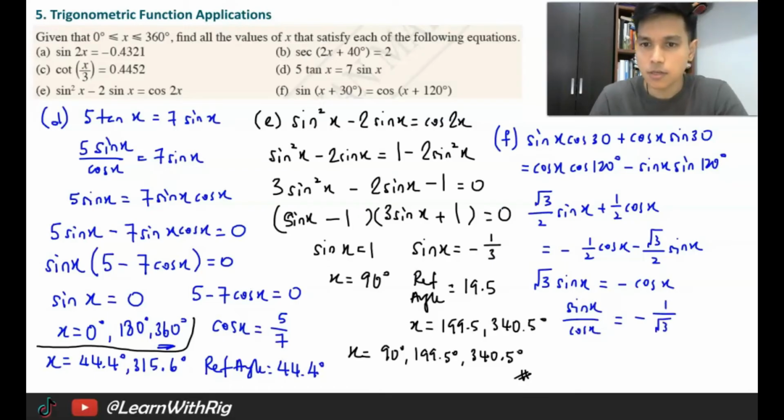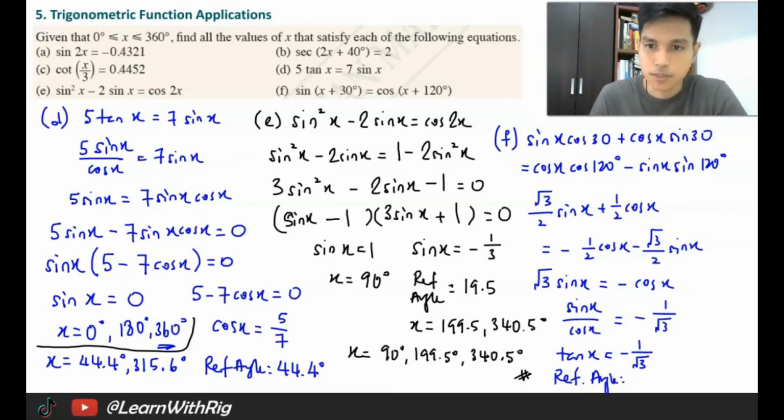Why am I doing this? Because I know sine x over cos x is equals to tangent x. Right? I know it's equals to tangent x. So from here, I can find my reference angle. Correct? What's my reference angle?